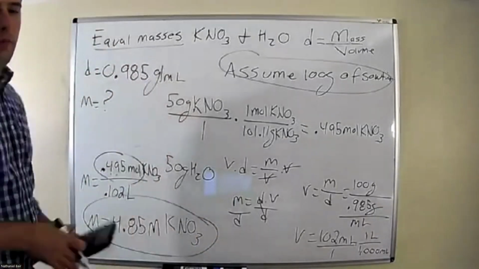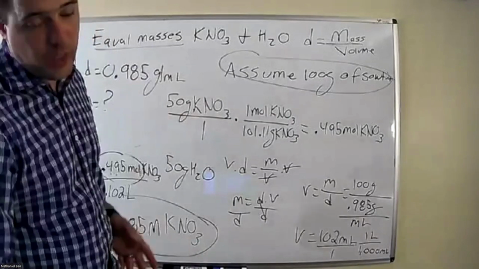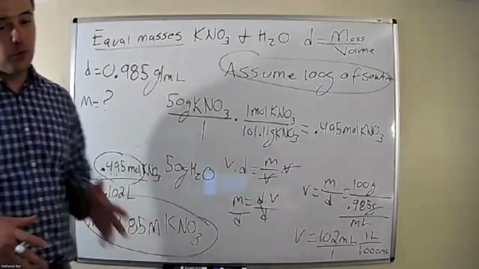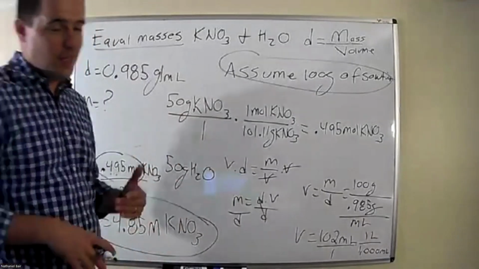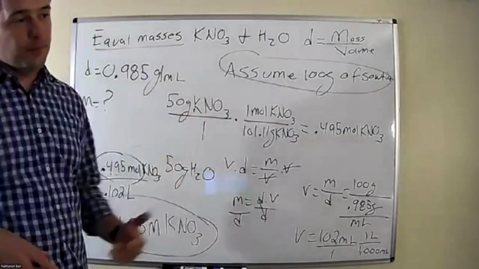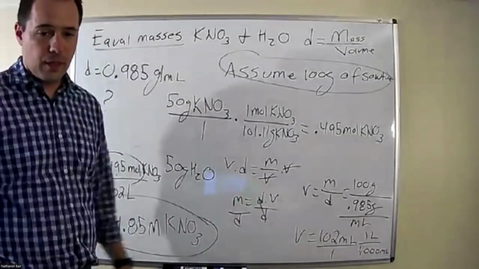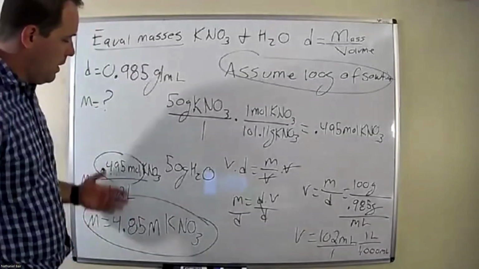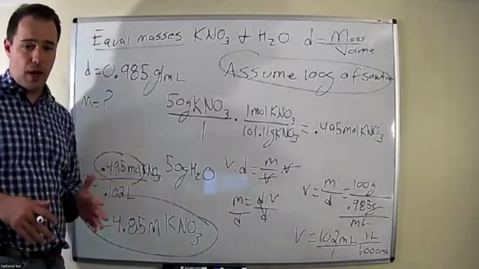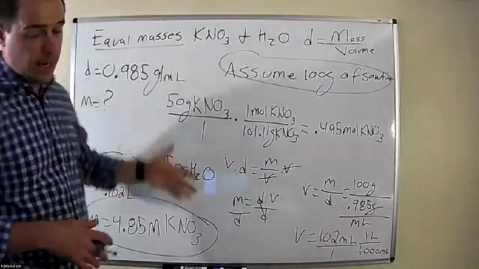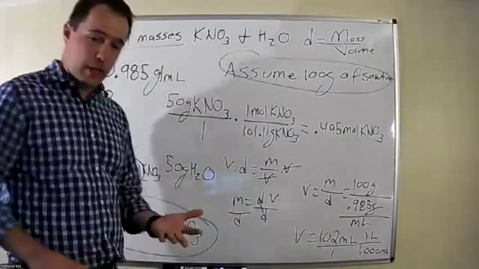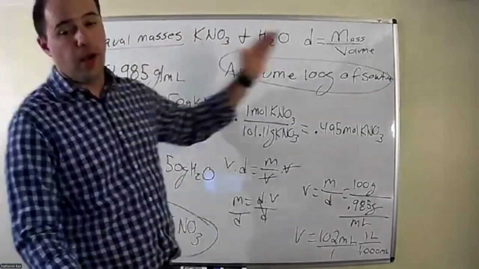That's our first equal masses problem of the night. We got some more equal masses problems. We go into an equal masses molality and an equal masses mole fraction problem, I think, tonight here as well. But every equal masses problem, whether you're solving for molarity or molality or mole fraction, the first thing you got to do is assume 100 grams.